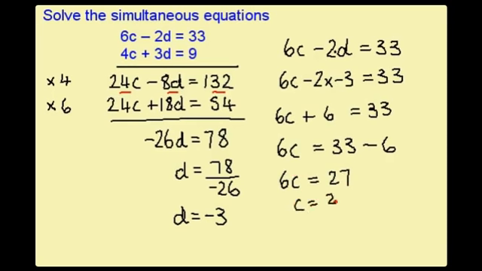c is 27 over 6. You can use a calculator to work this out. You'll get 4.5. So we have our two answers. D equals minus 3 and C equals 4.5.